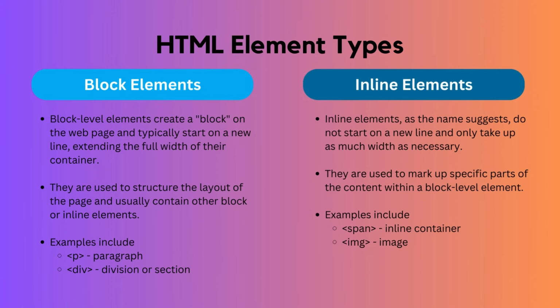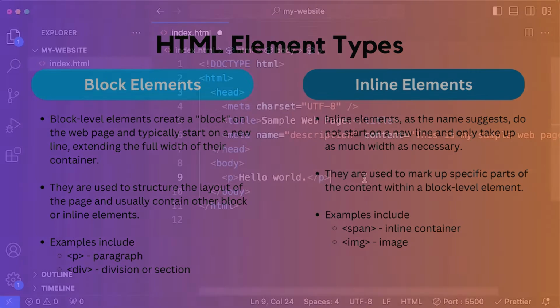The second category of elements in HTML is inline elements, and as the name suggests, they do not start on a new line, and they only take up as much width as necessary. In HTML, they're used to mark up specific parts of the content within a block level element. So what does this mean? Let's take a look through an example.